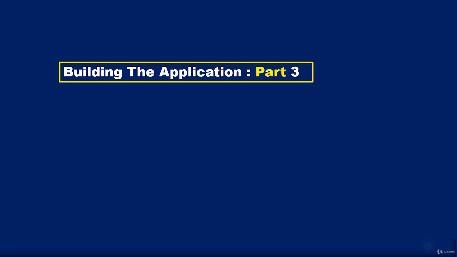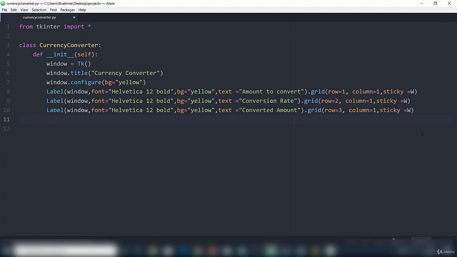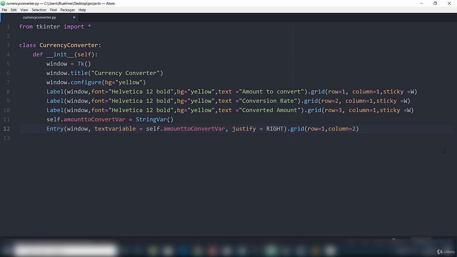In this part of the video, we are going to create some objects using the self variable. The self variable basically is used to represent an instance of the object itself. We're also going to use the entry function, which is a function that is used to accept input from the user. The next thing I'm going to do is create an object and also an entry function that will accept user inputs.